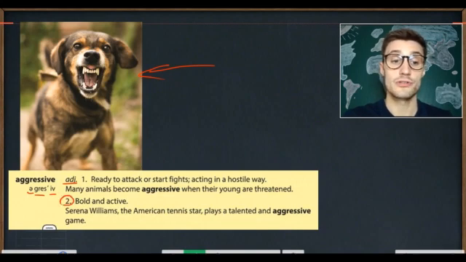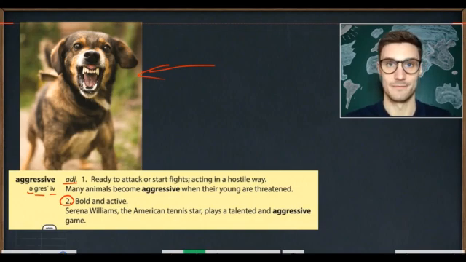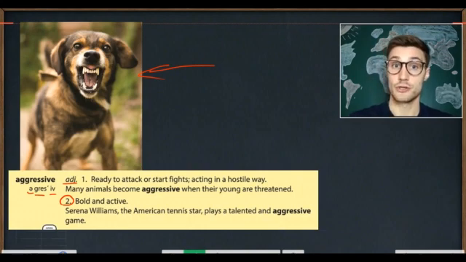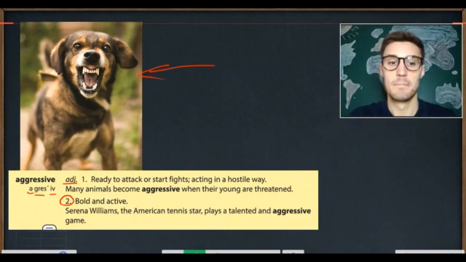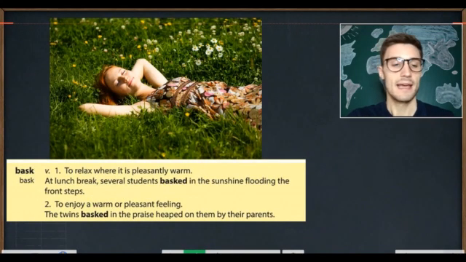Aggressive can also describe something or someone who is bold and active. Serena Williams, the American tennis star, plays a talented and aggressive game. So Serena Williams is a very famous, notable tennis player. She plays very aggressively. So she plays very actively. Bold and active. Aggressive, right?